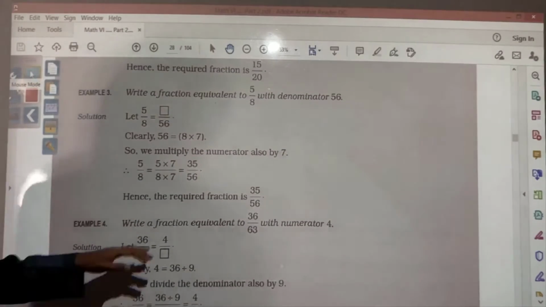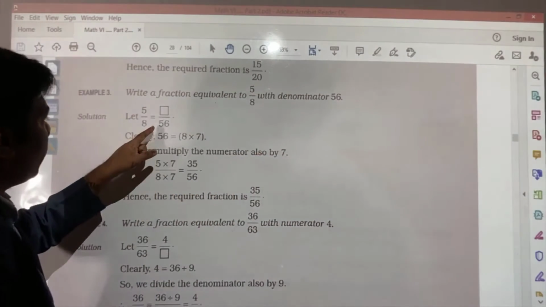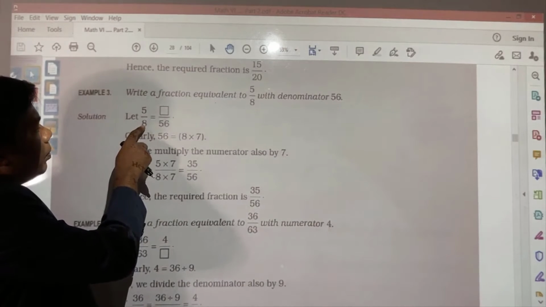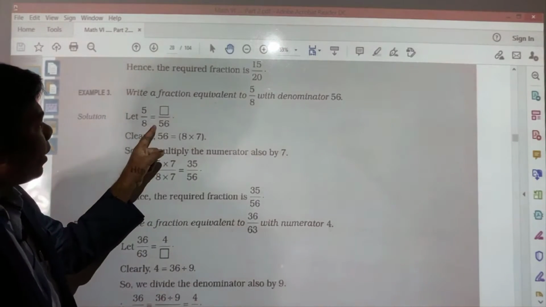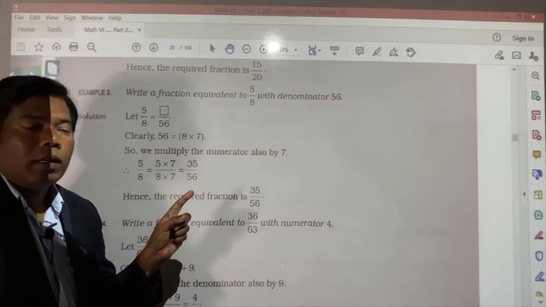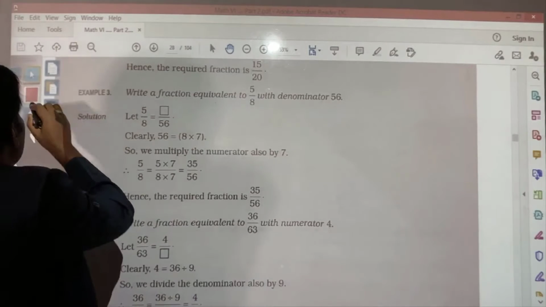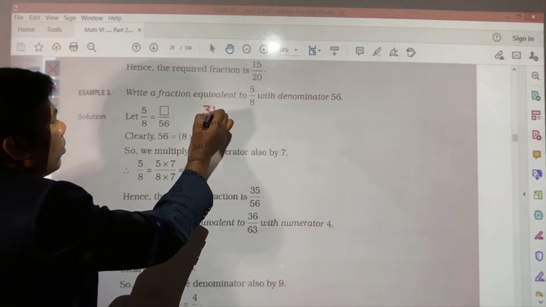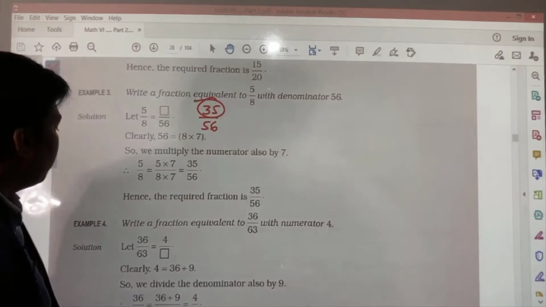Write a fraction equivalent to 5 by 8 with the denominator 56. The same thing is required to be done. You need to see what number has been multiplied with 8 so that you have got 56. 8 sevens are 56. So 7 is required to be multiplied by 5. So you get your answer, 35 by 56. So 35 will be your answer.